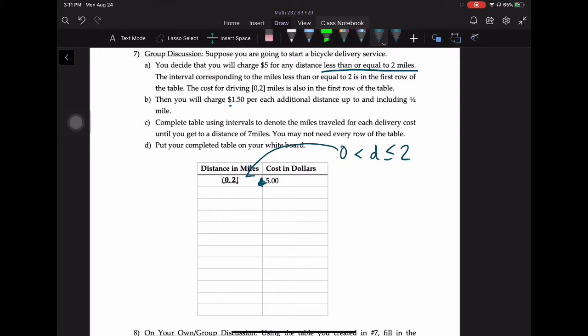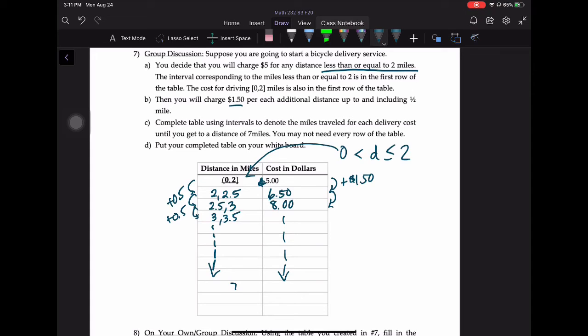But then you're told that you're going to charge $1.50 each additional half mile. From each box down, you're going to be adding a half mile, and for each charge, you're going to be adding $1.50. For each half mile, that means I'm going from 2 up to 2.5, and I'm going to add $1.50. And then from 2.5 up to 3, I'm going to add $1.50. And so on, 3 up to 3.5, all the way down until I get to 7.